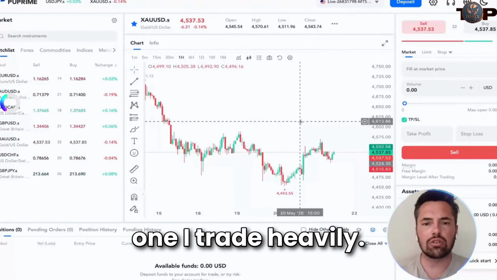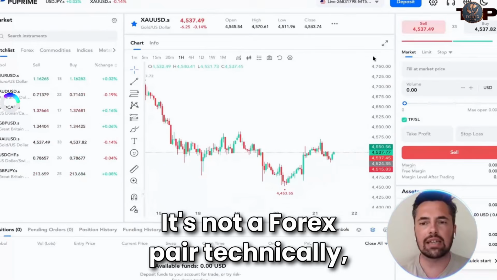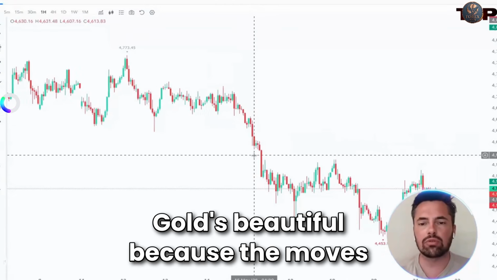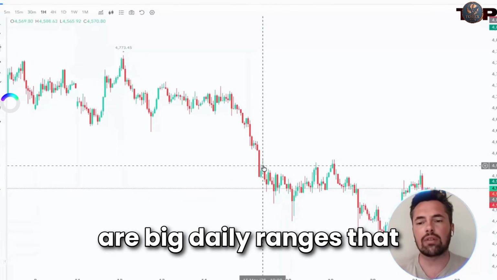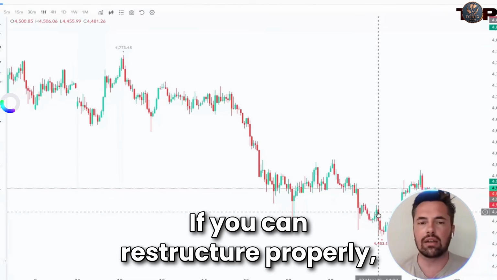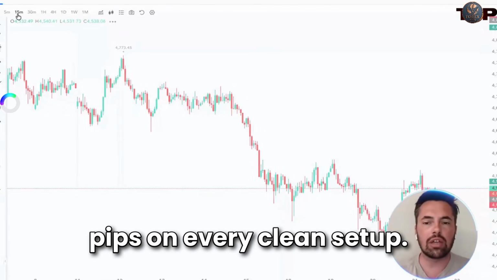Gold is the other one I trade heavily. It's not a Forex pair technically, but it trades against the dollar, so it fits. Gold's beautiful because the moves are big. Daily ranges that put most Forex pairs to shame. If you can read structure properly, gold gives you meaningful pips on every clean setup.